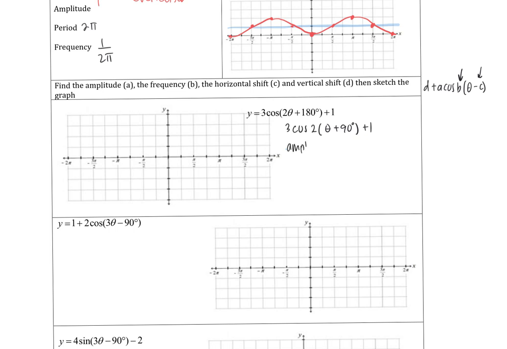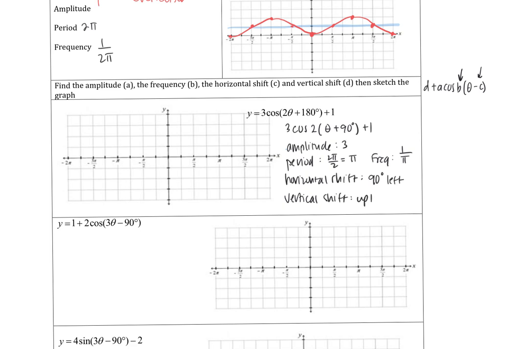The amplitude it asked is going to be 3. That's our A value in front. The next thing it asked about is the frequency, and in order to get the frequency, we have to talk about the period. The period is going to be 2 pi over 2, which is pi. So the frequency is going to be 1 over pi. The horizontal shift that we see is looking like 90 degrees to the left. And the vertical shift, or the midline, is up 1.